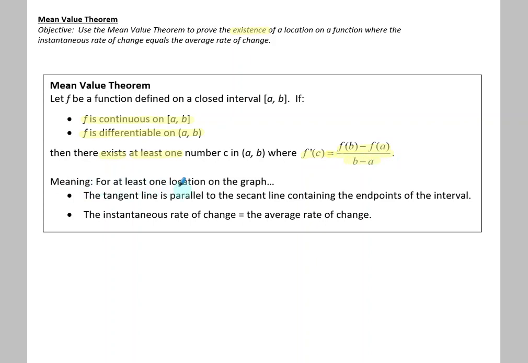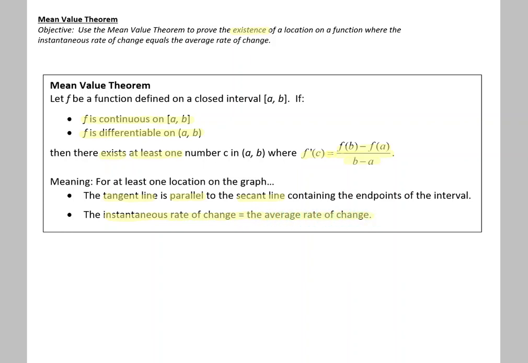Meaning, for at least one location on the graph, the tangent line is parallel to the secant line containing the endpoints of the interval. Also that the instantaneous rate of change equals the average rate of change.